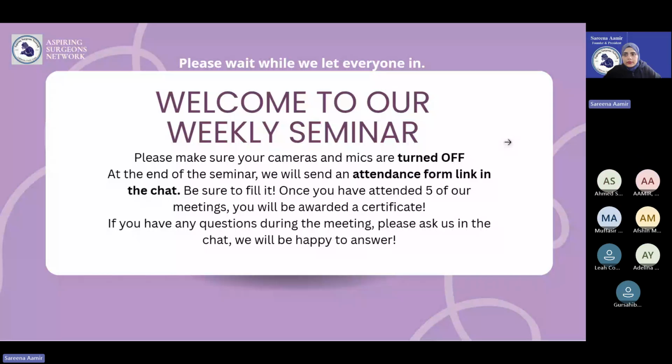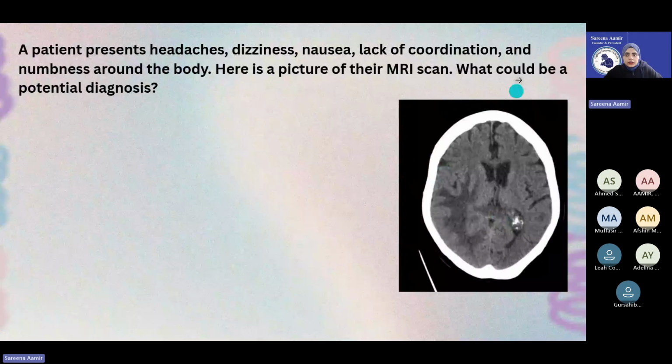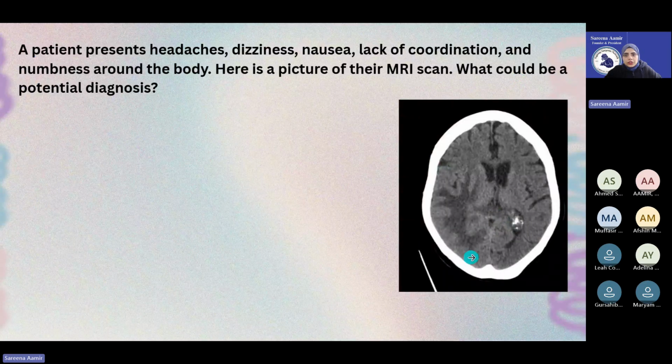with the interactive quiz. So this will obviously need participation from the chat, and I'll be talking to you about the answer and explaining why it was right or why it was wrong. Okay. So a patient presents with headaches, dizziness, nausea, lack of coordination, and numbness around the body. Here is the picture of their MRI scan. What could be a potential diagnosis?